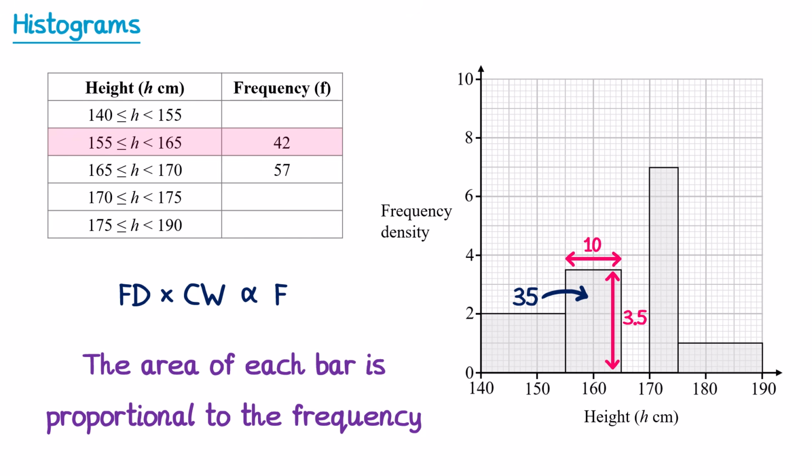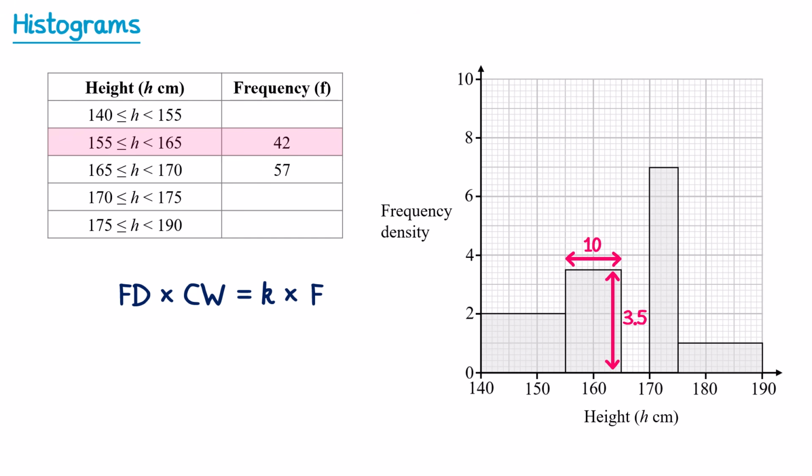Another way that we could write this is that frequency density multiplied by the class width, which is the area of the bar, is equal to k, some constant, multiplied by the frequency. In this question, we're now going to work out the value of k to allow us to complete the table and the histogram. We'll start by substituting in the values we found.